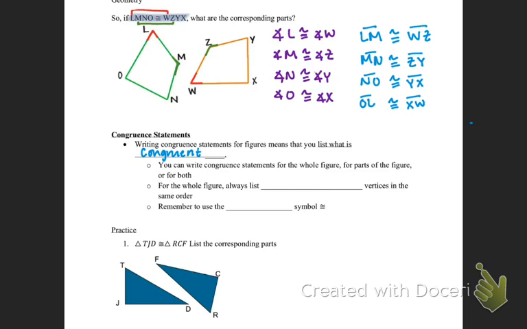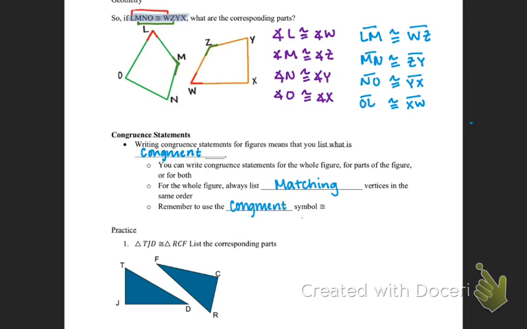So the blue segments are all congruent statements. Segment LM is congruent to segment WZ. And so are the purple angle congruent pairs. Those are congruent statements as well. When we do them for the whole figure, we want to list them so that the matching vertices or the corresponding vertices or the congruent vertices are in the same order. And that is key. Anytime you get something from me, it will always be listed in the correct order. And then when you write a congruent statement, we want to remember to use our congruent symbol, the equal sign with the little squiggle above it.